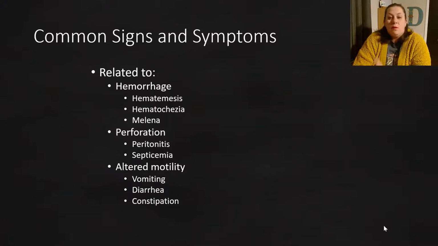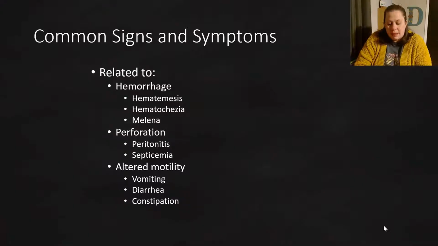All right, so when we get into these diseases or disorders in the digestive system, there are some common signs and symptoms that we may end up seeing. These are related to three main categories that can occur. The first is there could be some hemorrhaging that takes place. Hemorrhaging means that there is a bleed present, and some of these bleeds are very mild, but they could also be extremely severe.